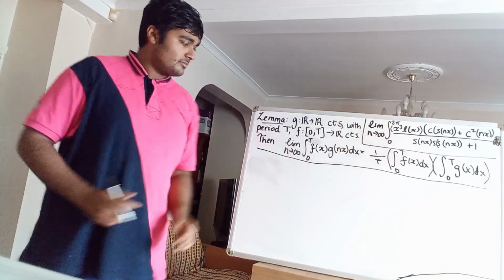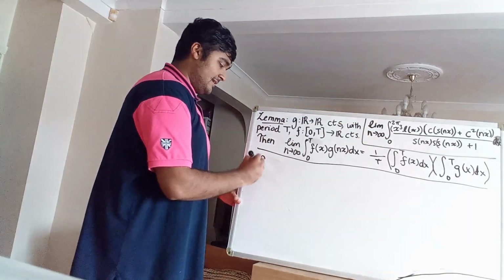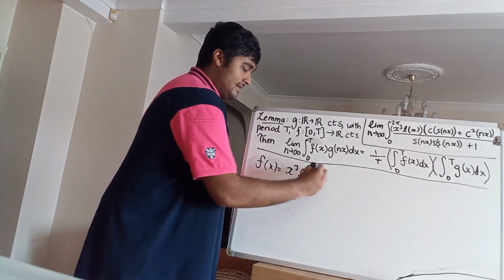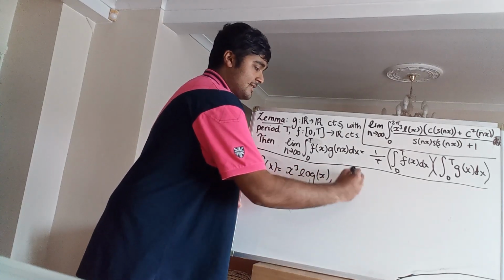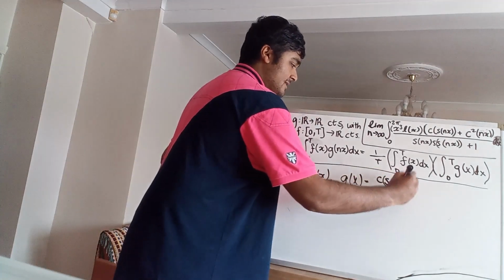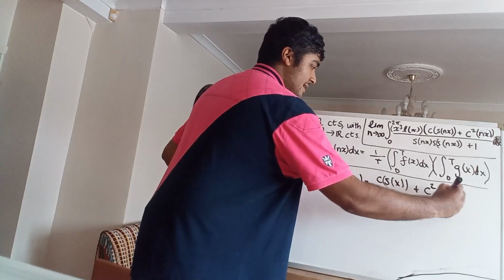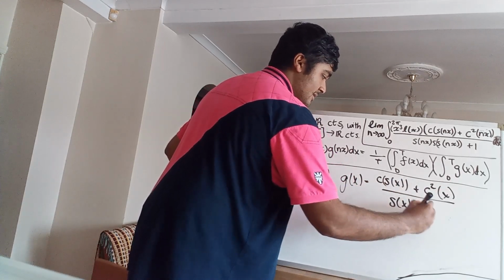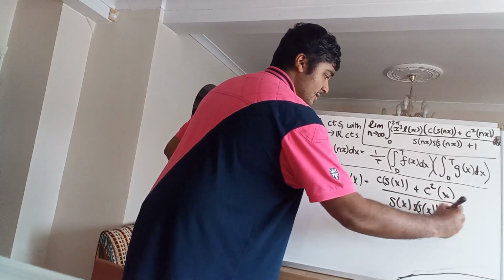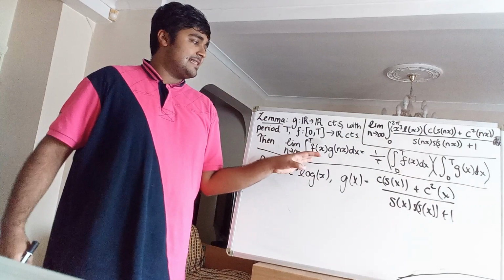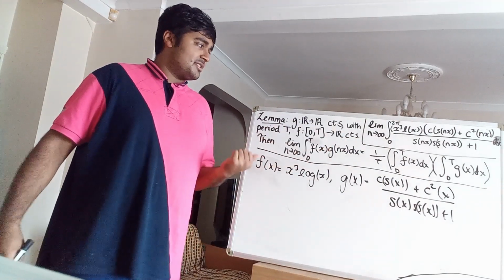Well, if we just let f of x equal x cubed times log x and g of x be equal to cosine of sine of x plus cosine squared of x, all divided by sine of x times sine of x plus 1, then we've got something very similar here to the setup we have in the lemma. But we've just got to check a few things.